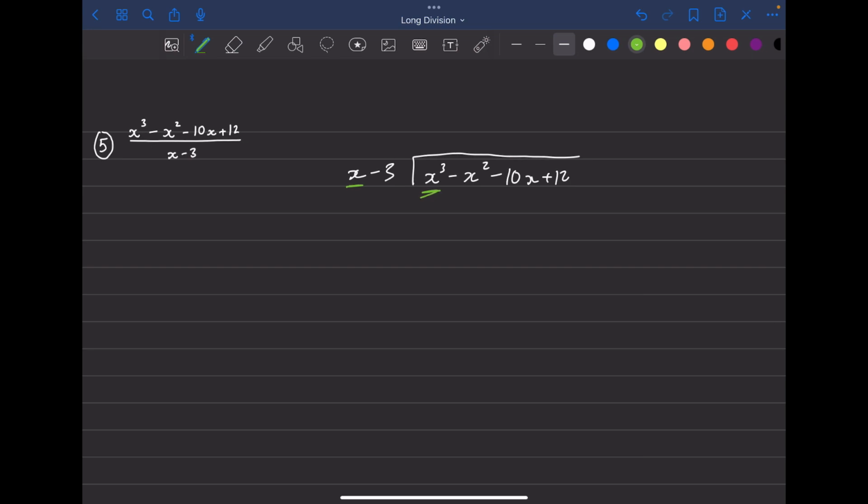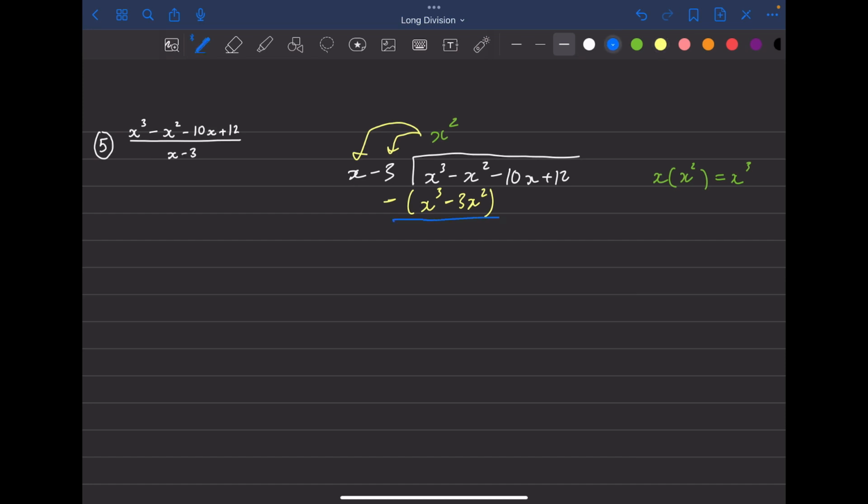So how do you get from x to x cubed? You multiply by something to get x cubed, and that something is x squared. So x times x squared is x cubed, and now let's multiply that x squared by every term over here. So first, x squared times x is x cubed, and then x squared times negative 3 should be negative 3x squared. Now let's subtract the entire thing over here.